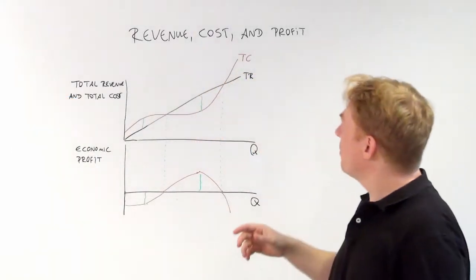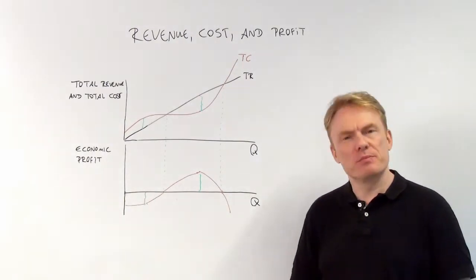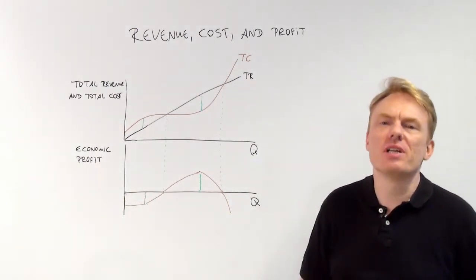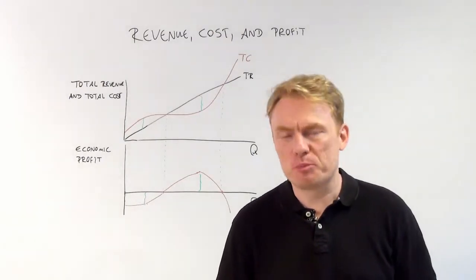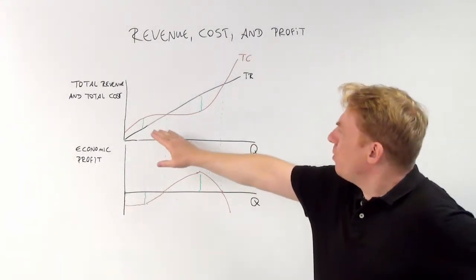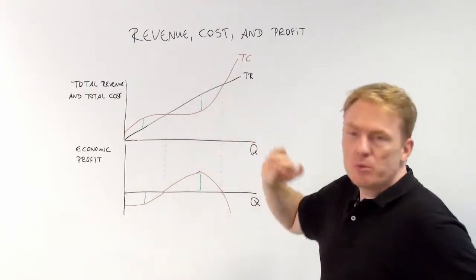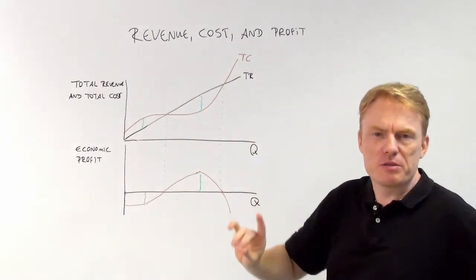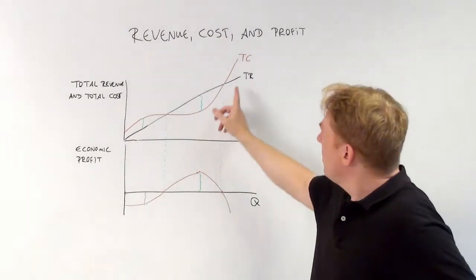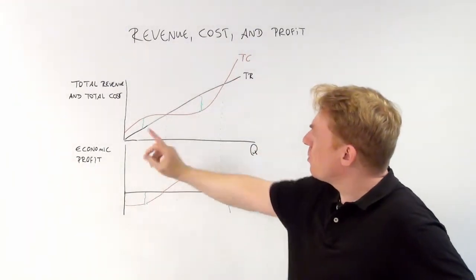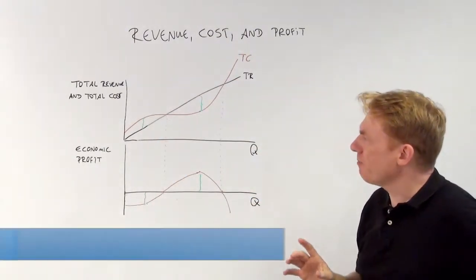We're talking about revenue, cost and profit. Total revenue, total cost, and as a result, the profit. Let's consider the following graphs. Total revenue, which means price multiplied by quantity, is this one. Total revenue, the black line.